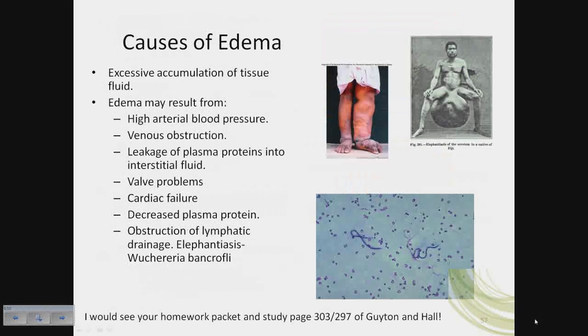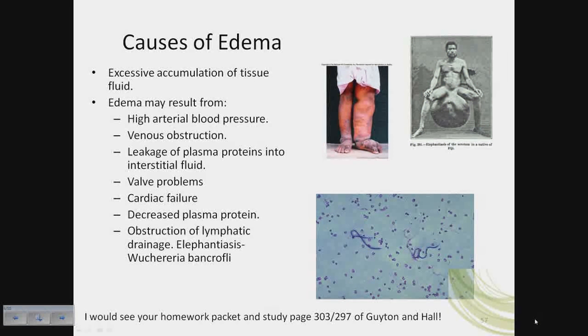Now, let's talk about causes of edema. If we have an accumulation of fluid in the interstitial space, that's edema. Now, for those of you who do not have Guyton and Hall, the textbook of medical physiology, I'm going to read from that page. And these two different page numbers here are if you have the old edition or the new edition. If you have the new 12th edition, I'm reading from page 297.